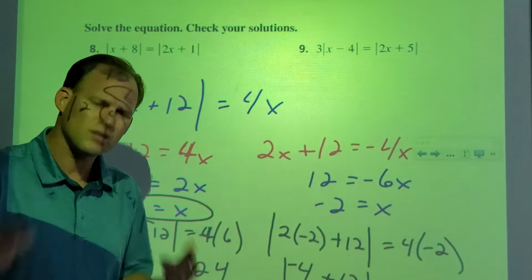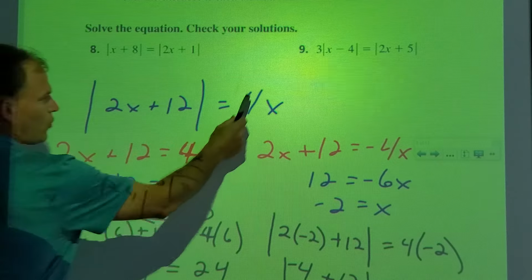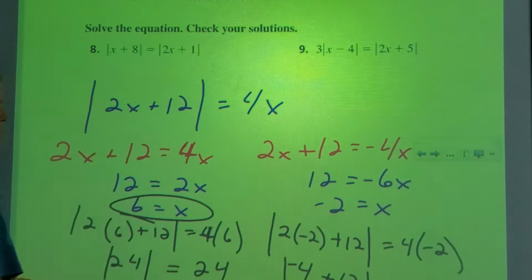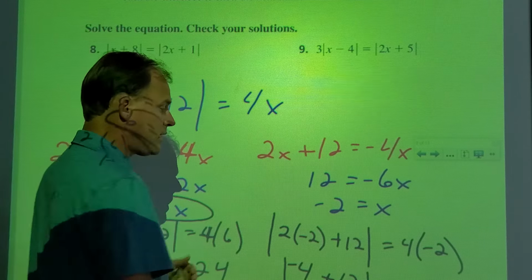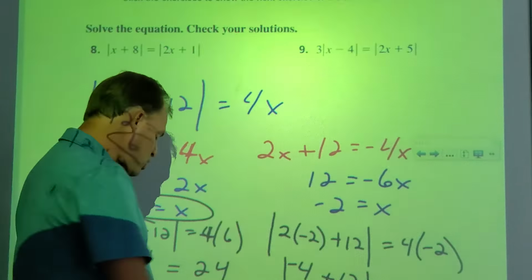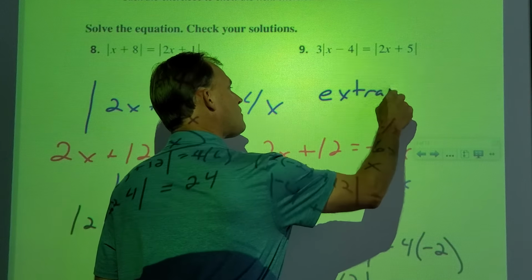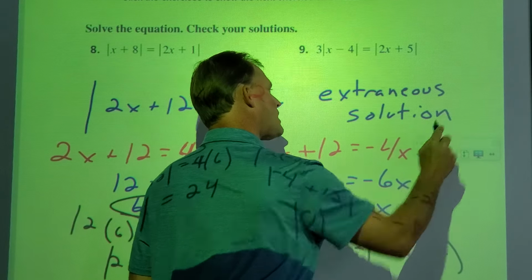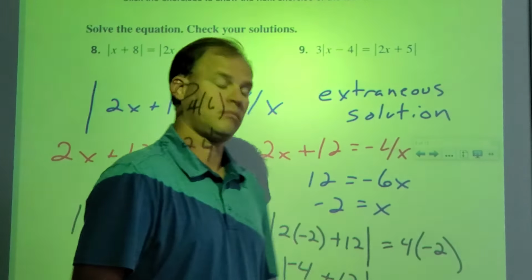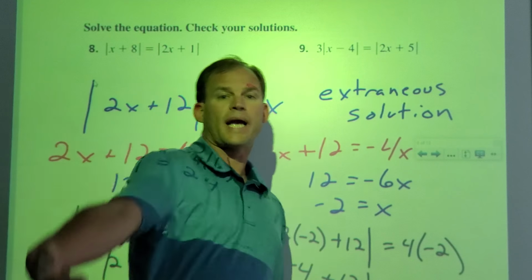Did we do anything wrong? Because that should be the first thing going in your mind. Did I make a mistake? No. Set it equal to 4x. Set it equal to negative 4x. Subtract, divide, that was good. It didn't work. This is what's called an extraneous solution. You do the math right, but when you check it, it doesn't work.